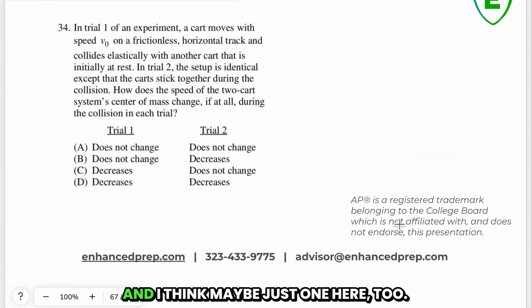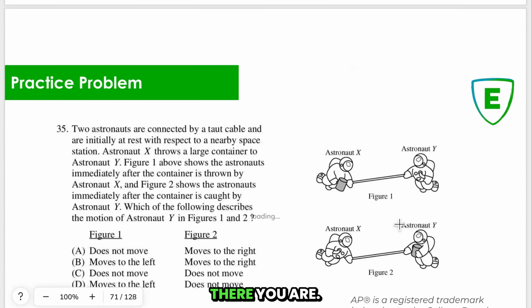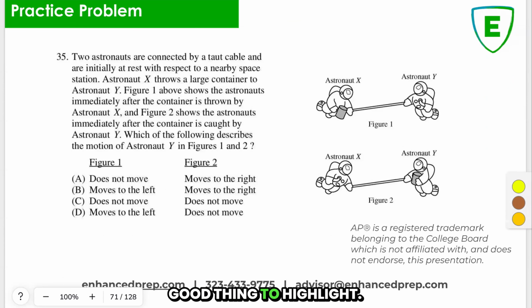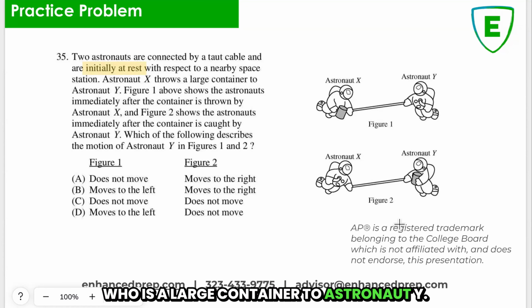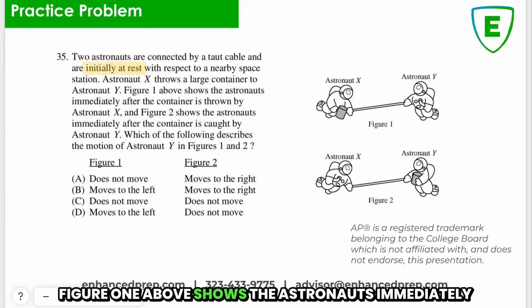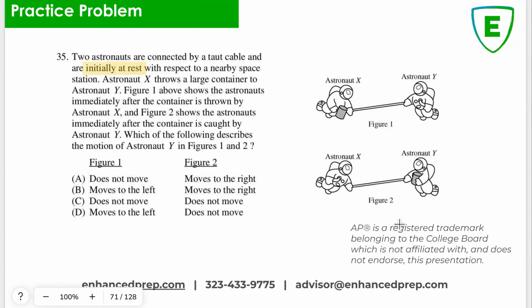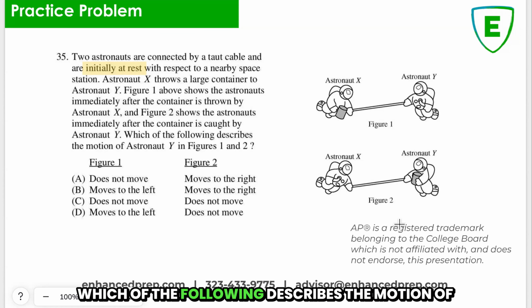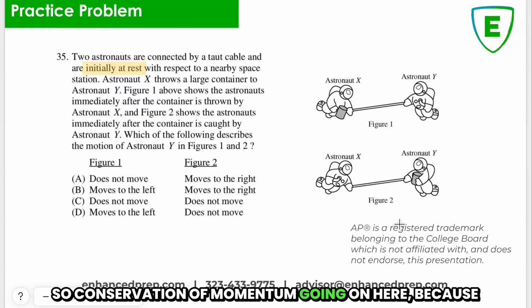All right. And I think maybe just one problem here too. Let's do my favorite. Where are you? There you are. So two astronauts connected by a taut cable are initially at rest. Good thing to highlight. With respect to a nearby space station, astronaut X throws a large container to astronaut Y. Figure 1 above shows the astronauts immediately after the container is thrown by astronaut X. Figure 2 shows the astronauts immediately after the container is caught by astronaut Y. Which of the following describes the motion of astronaut Y in these figures? Okay. So, conservation of momentum going on here.